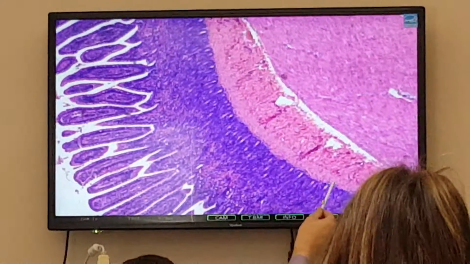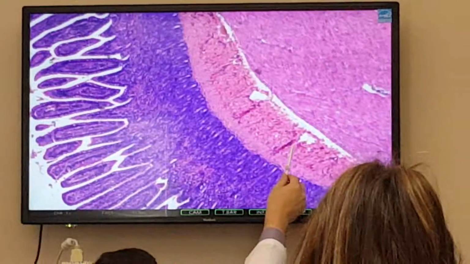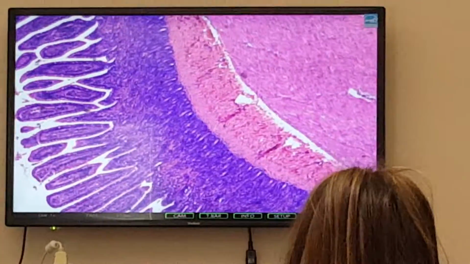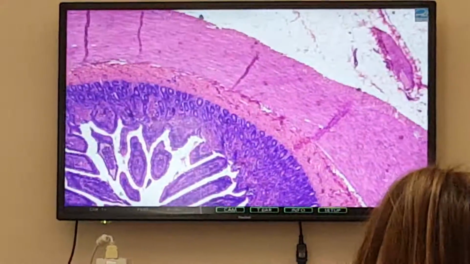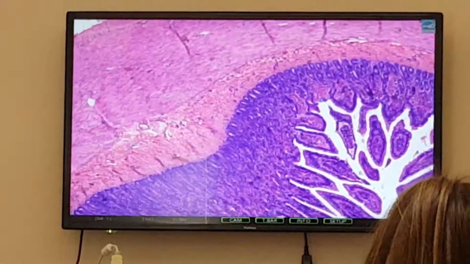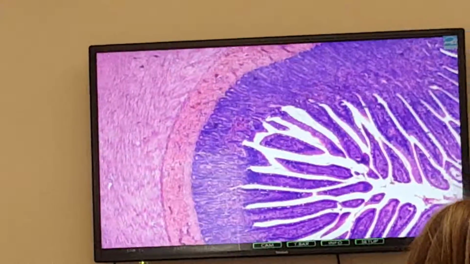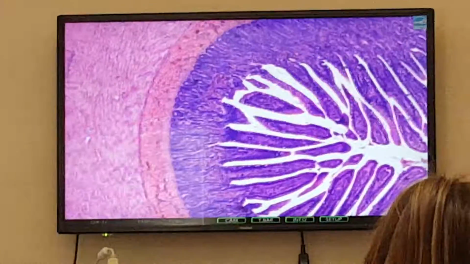Right around here is going to be the muscularis mucosa, below it, submucosa. Now what I'm going to look for is, are there any distinguishing characteristics in the submucosa? Do I see Brunner's glands or Peyer's patches? No, I do not. So that means that this has to be the jejunum.